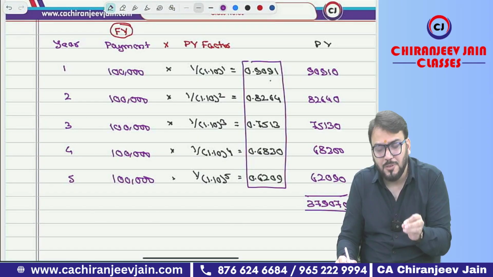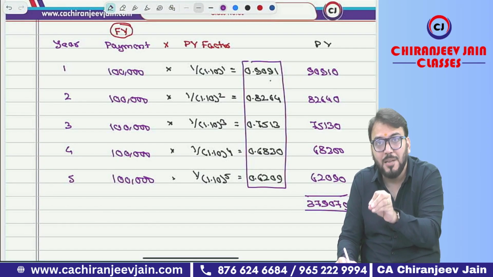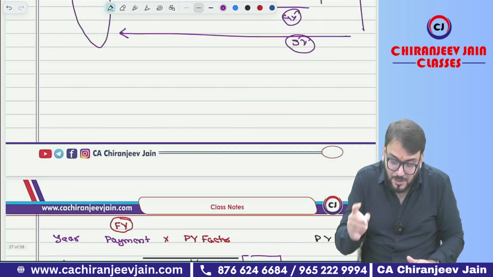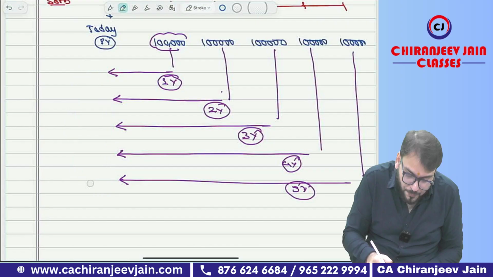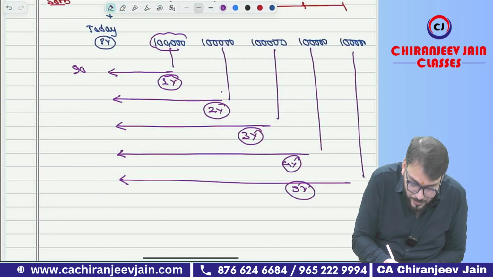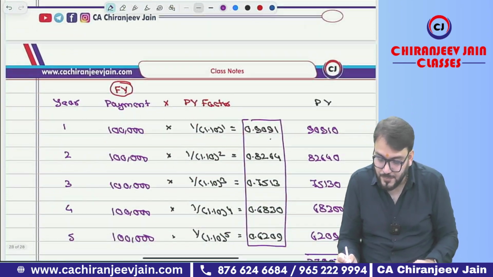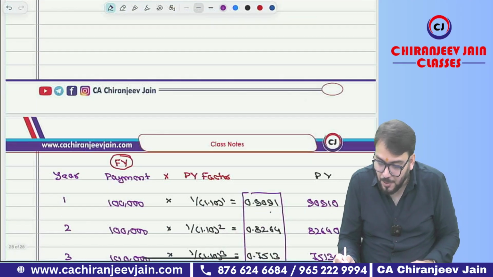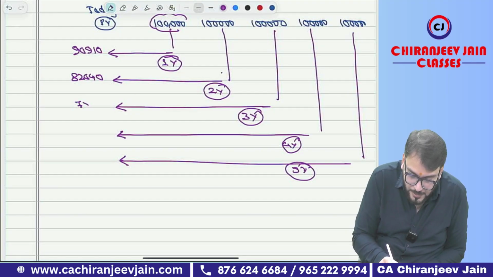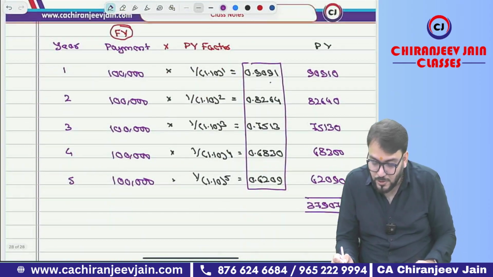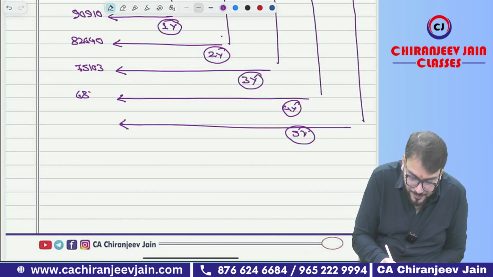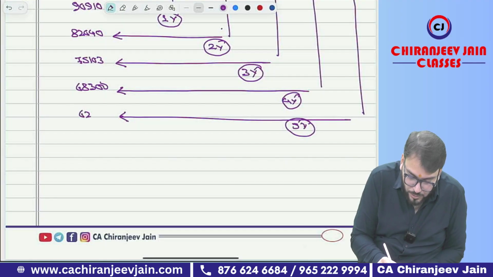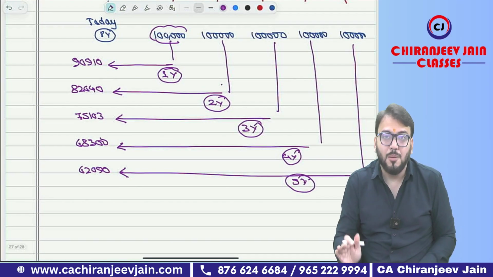This is the present value of all 5 amount. 1 lakh payable at the end of 1 year. Then 1 lakh payable at the end of second year. Like this. Understood. It means what I want to say. What is the present value of first amount? This is 90910. This is the first amount. Second amount 82640. Third amount 75130. Then fourth amount 68,300. Then last amount 62090. This is the present value of all amount.